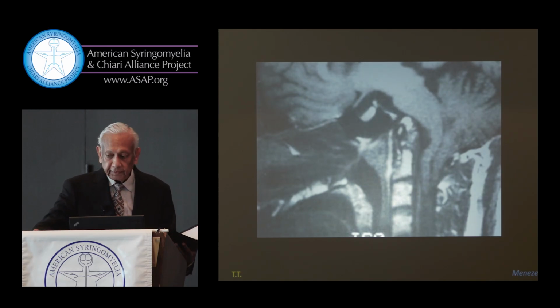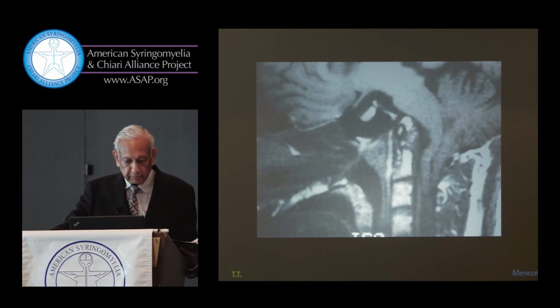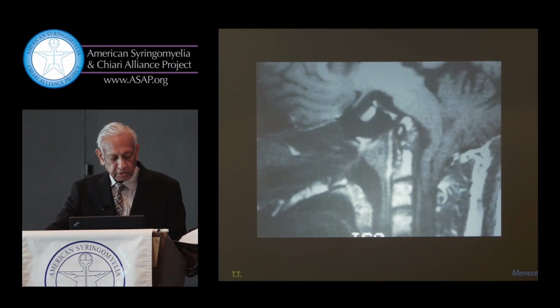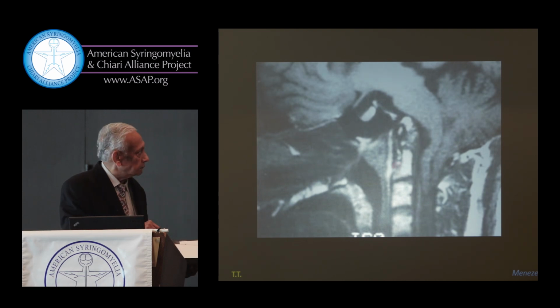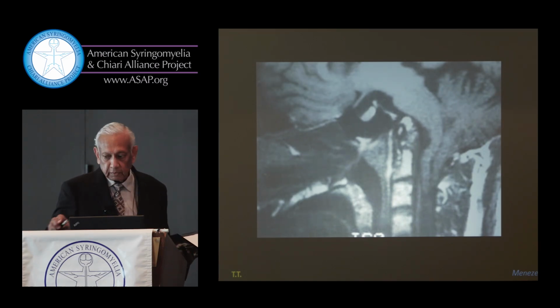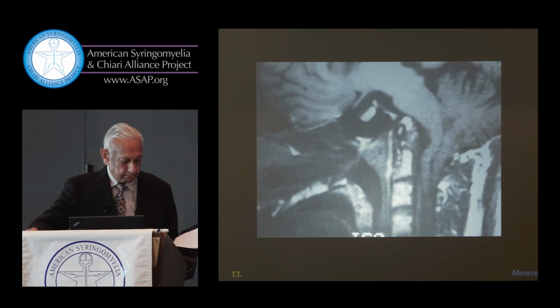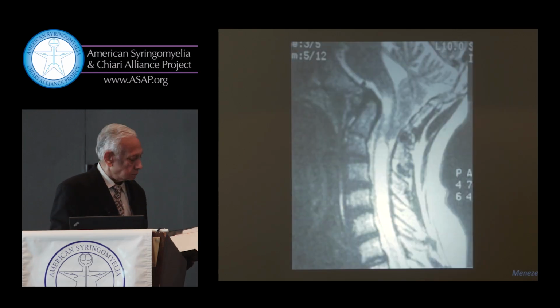This is a representative case of a ventral bony abnormality, showing compression of the medulla. What's medulla? That's right here. And then you see the tonsil ectopia coming down. Here's another case, similar situation, basilar invagination, syringomyelia, and these are slides.